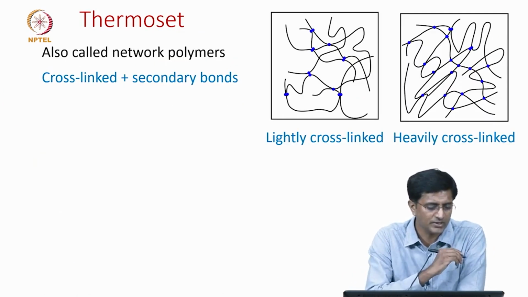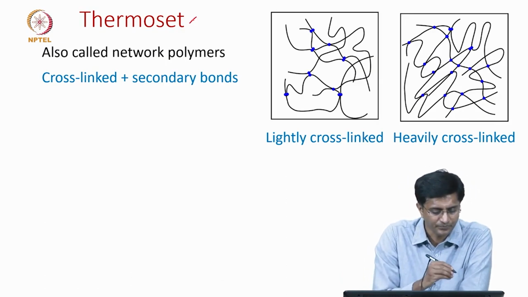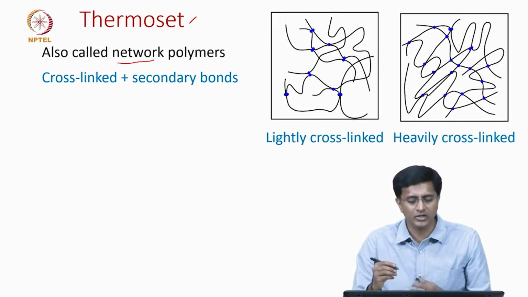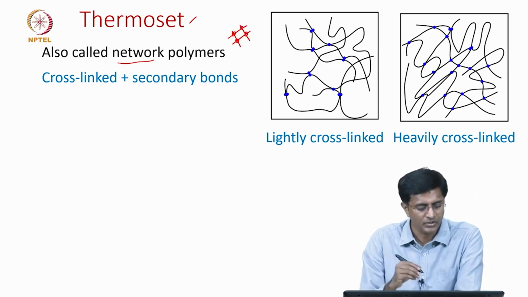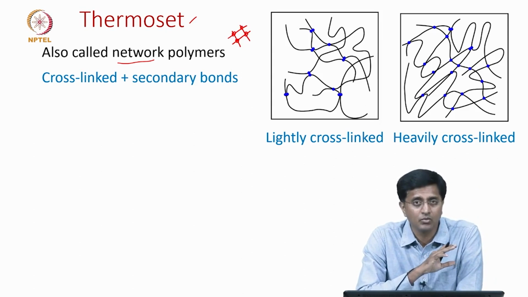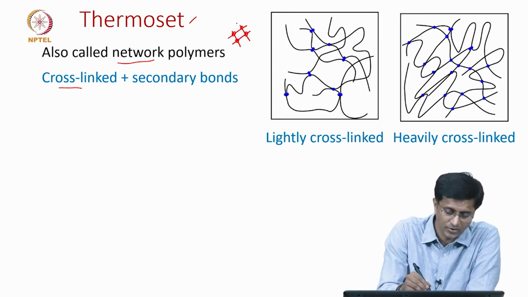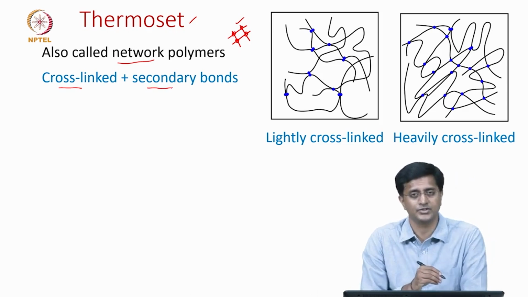So now let us move into the second category, which is the thermosets. They are also called network polymers. The reason why they are called network polymers is because usually they form a network with these covalent bonds. So the kind of bonds between polymer chains is cross-linked, as already shown here, but in addition to cross-links they also have secondary bonds.